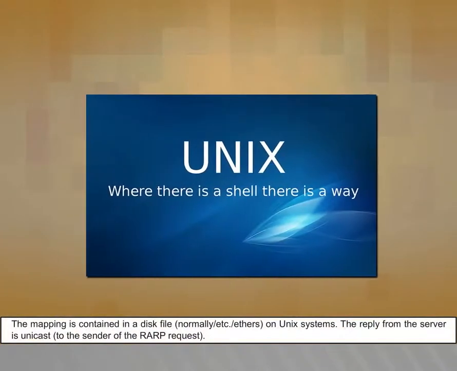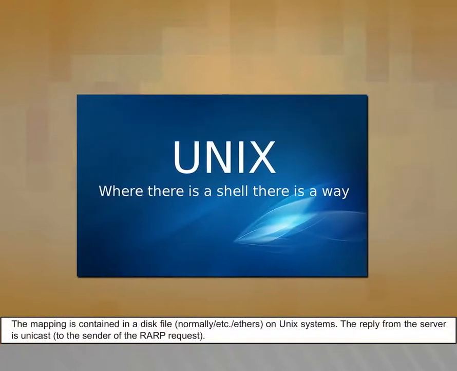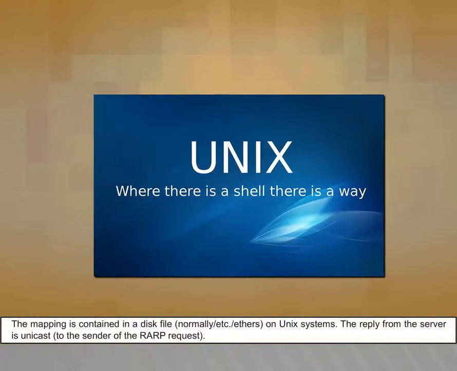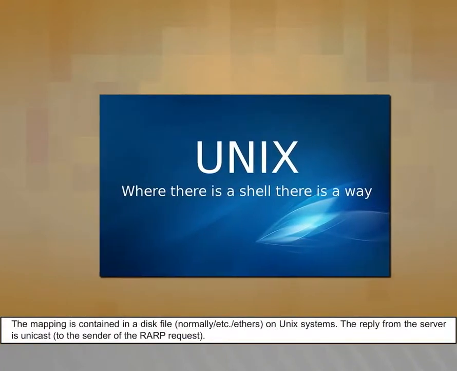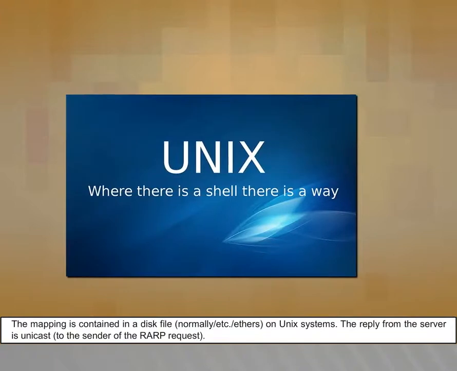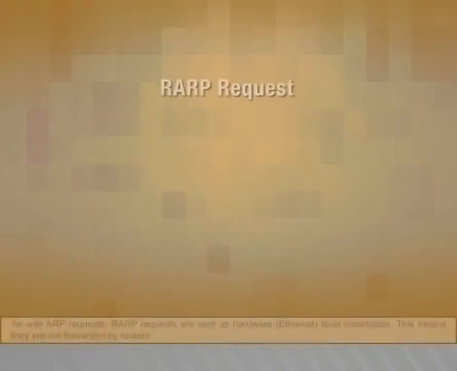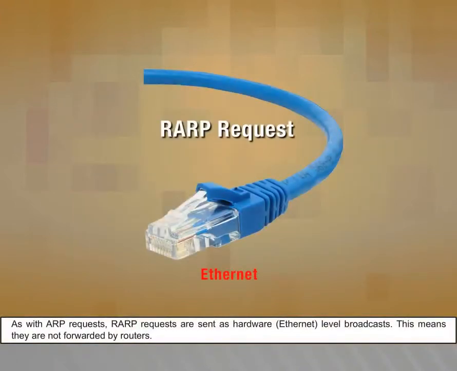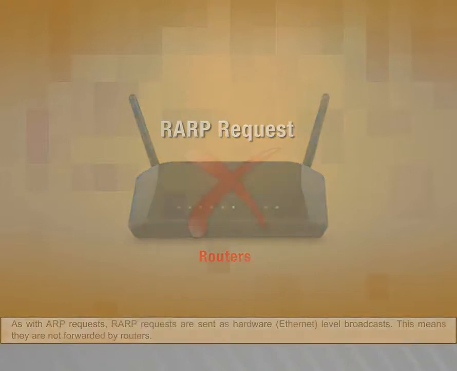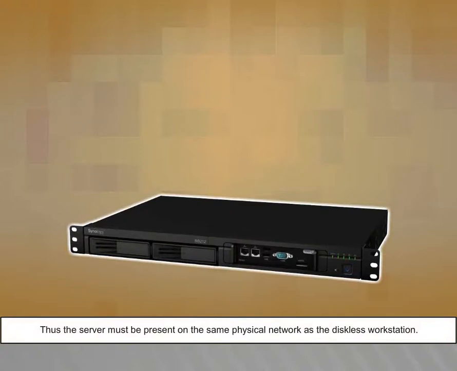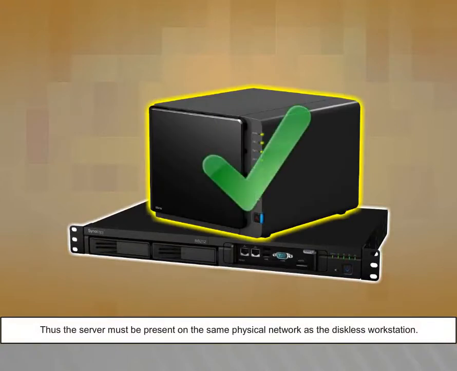The mapping is contained in a disk file, normally /etc/ethers on Unix systems. The reply from the server is unicast, that is, to the sender of the RARP request. As with ARP requests, RARP requests are sent as hardware, that is, Ethernet level broadcasts. This means they are not forwarded by routers. Thus, the server must be present on the same physical network as the diskless workstation.